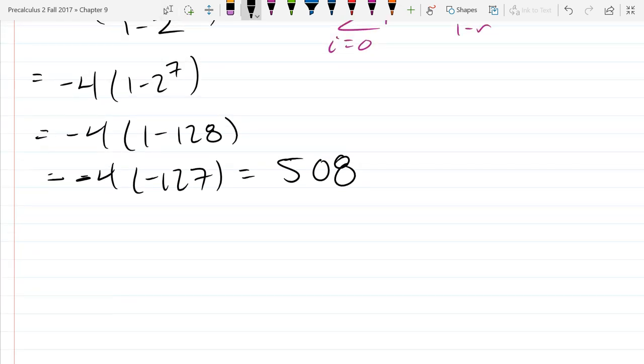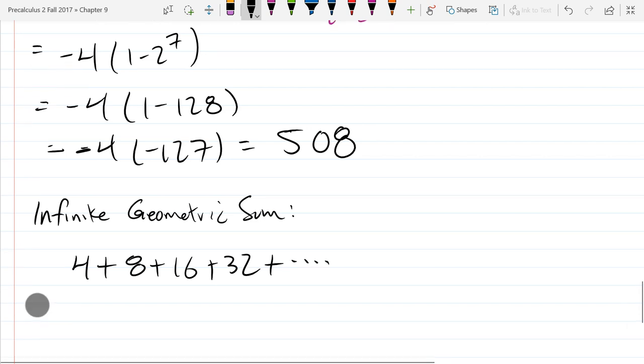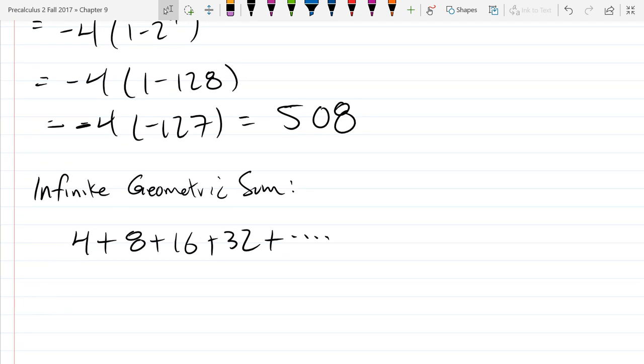Let's do an infinite sum. So we'll do the exact same series, geometric series, except just go on forever. So without doing any actual work rewriting this, what will this equal if I add it together? Infinity. So you keep adding bigger and bigger positive numbers. So definitely this will be infinity.